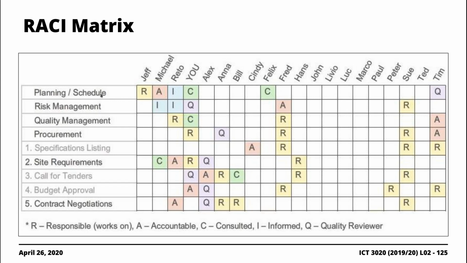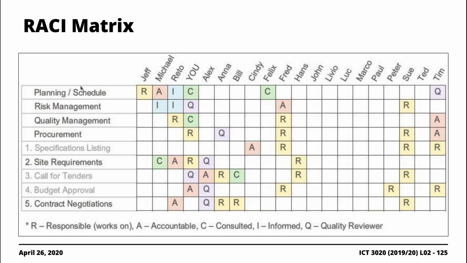For planning and scheduling, the person responsible is Jeff. The person who is accountable for that activity is Michael, right? Following up to make sure that things are being done. But the person doing the actual work, responsibility falls on Jeff. Who is informed? Rito. Who is consulted? You here. That would be like if you was the person's name, right?